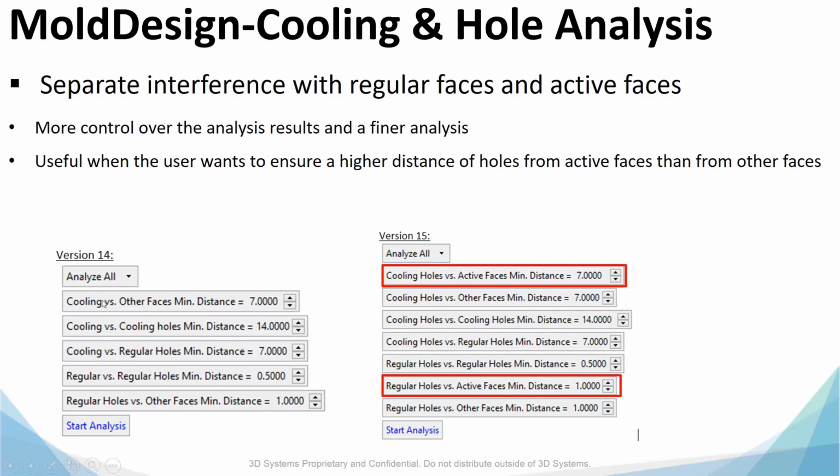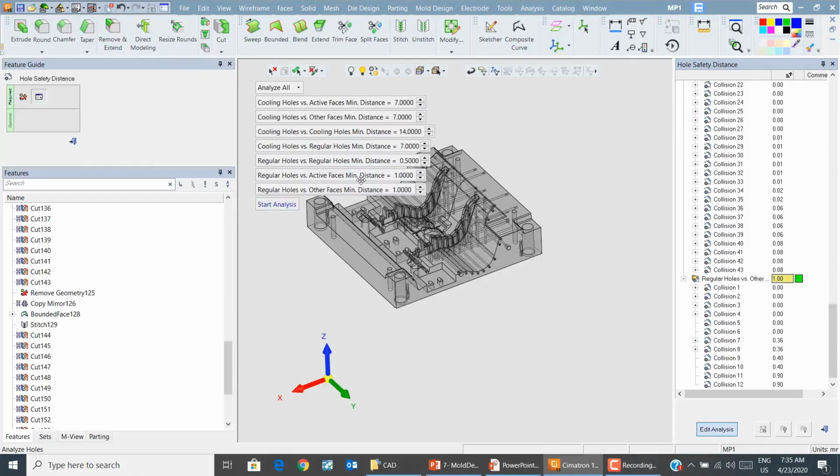In version 14 we had 5 analyses, and in version 15 we have 7 analyses. This gives us more control over the analysis result and a final analysis. It's very useful when the user wants to ensure a higher distance of holes from active faces than from other faces. Let's edit and see that we have 2 new analyses. We have 7 analyses in 15 compared to 5 types of analysis in version 14.